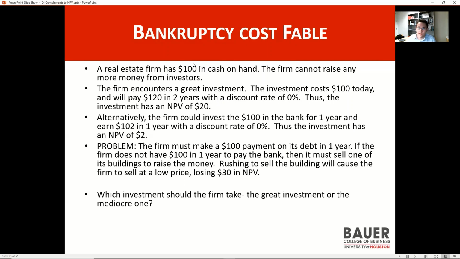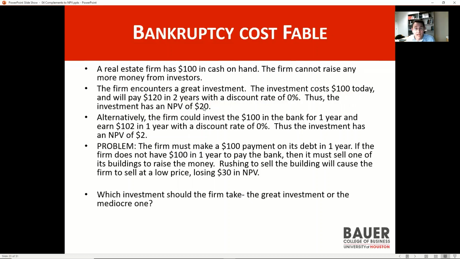Okay, so let's think about this in a very simple example. You're a real estate firm, you've got $100 in cash, okay, and you can't raise any more money. That's the violation here. You can't raise money for good projects. The firm has a good investment. You put that $100, you make the $100 outlay today, and you get $120 in 2 years with a discount rate of 0%. So that's an NPV of 20, right? If you follow the NPV rule, you should do this. No brainer.